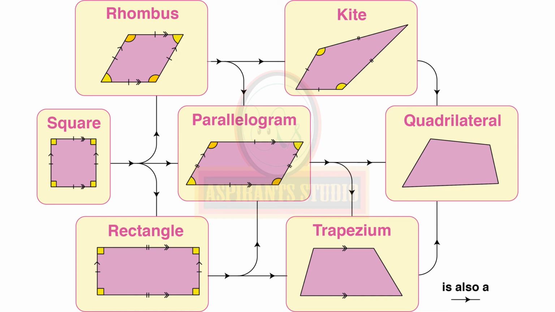Similarly, you can say every parallelogram is a quadrilateral, but all quadrilaterals need not be a parallelogram. Similarly, you can say every trapezium is a quadrilateral, but all quadrilaterals need not be a trapezium. Similarly, with kite, you can say every kite is a quadrilateral, but all quadrilaterals need not be a kite.